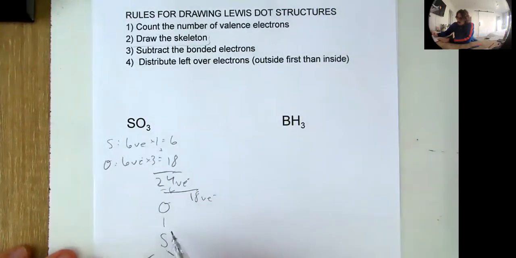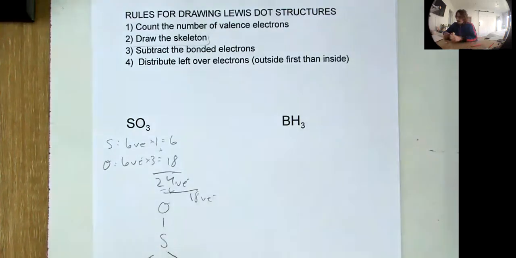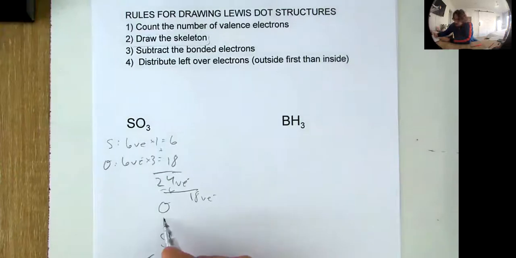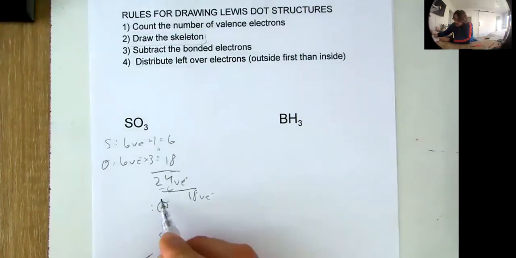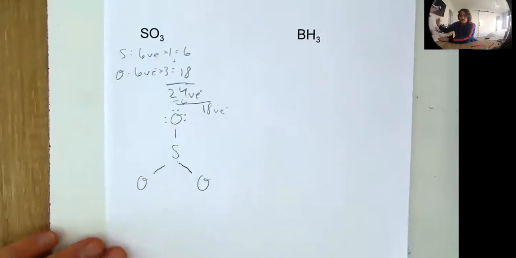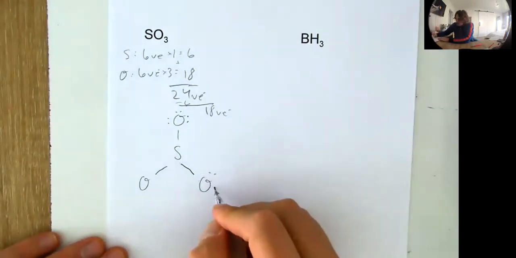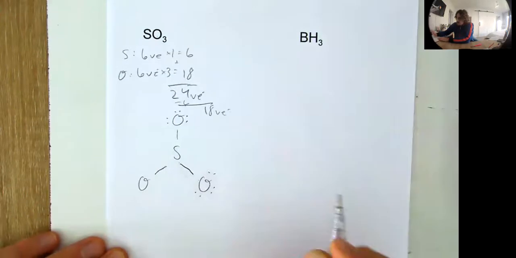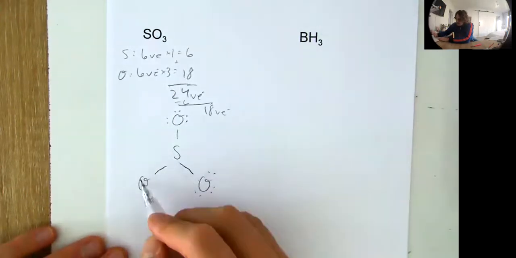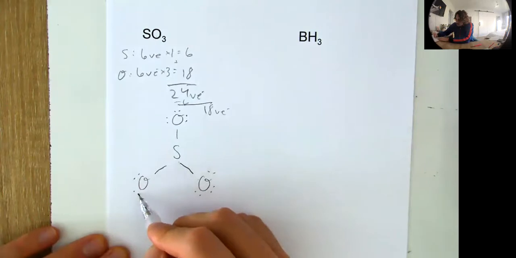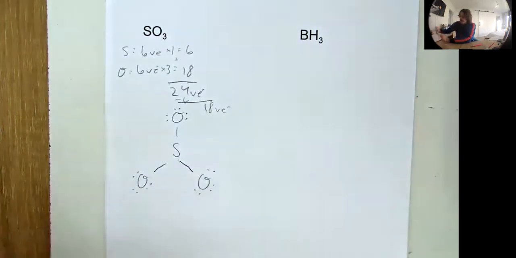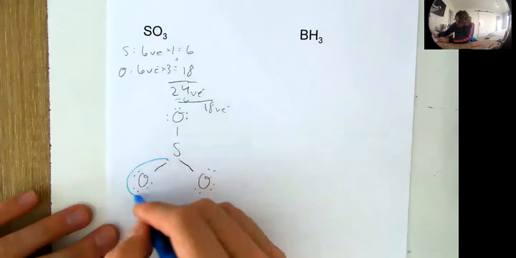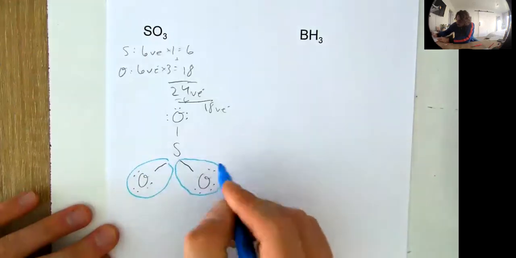So each oxygen needs 6 because each oxygen is just sharing 2 so far. So there's 2, 4, 6. Now this oxygen has a total of 8. Now the oxygen is obeying the octet rule. This oxygen needs a total of 8 as well. So we added 6. That's a total of 8. Okay, now each oxygen, you can see, has 8 valence electrons.